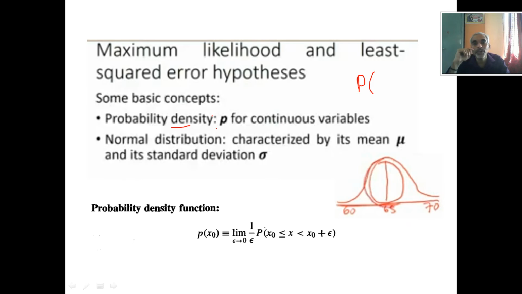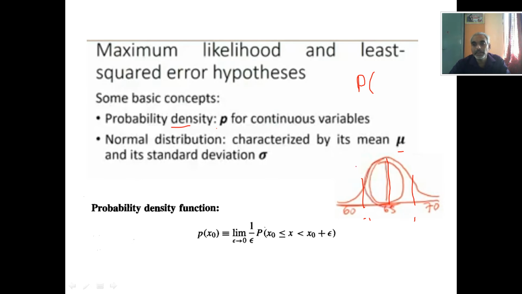Right now, just understand that we are going to define a probability density function, small p, for a continuous variable, and we have a normal distribution. Whenever we talk about a normal distribution, the majority of cases lie in the middle. It is a bell-curved shape, characterized by a mean mu, which is always at this particular level, and its standard deviation sigma, which generally spans around -1 to +1 from the mean.